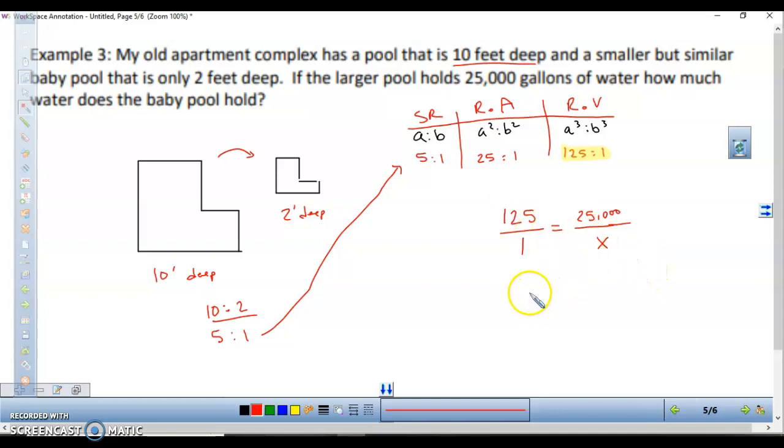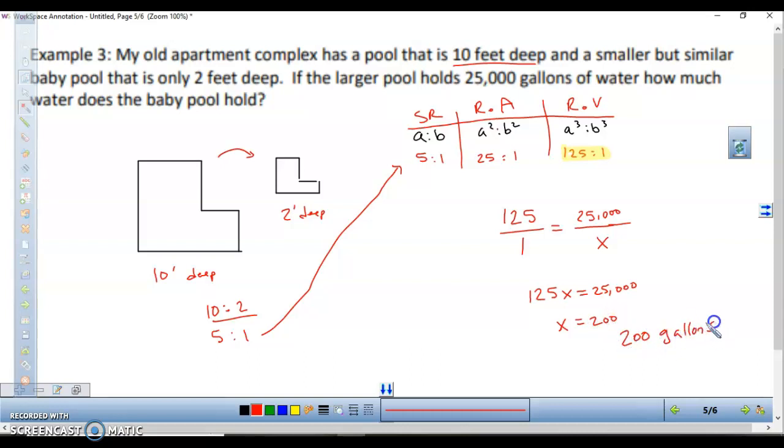So I'll cross multiply. I get 125x is equal to 25,000. I will divide both sides by 125. And I get that that little tiny baby pool has 200 gallons of water.